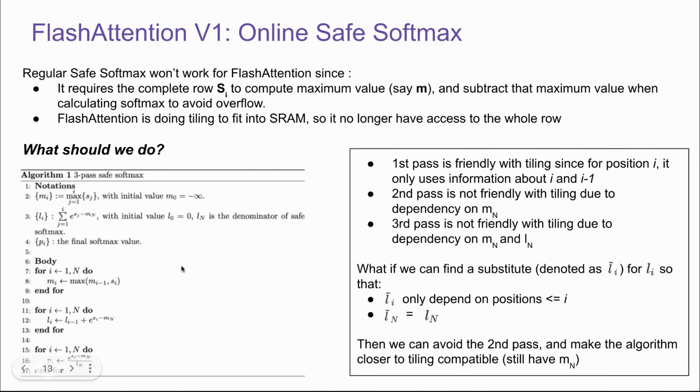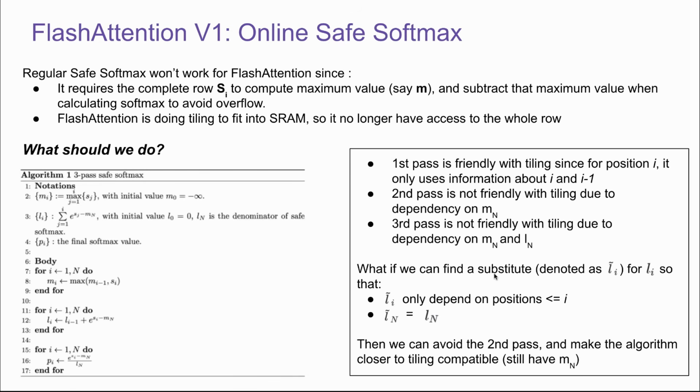This is the 3-pass safe softmax that we have gone through in previous slides. As you can see, the first pass is friendly with tiling, since for each position i, it only uses information about i and i-1. The second pass is not friendly with tiling due to the dependency on Mn, meaning it needs the largest value for M. And the third pass is also not friendly with tiling due to the dependency on both Mn and Ln.